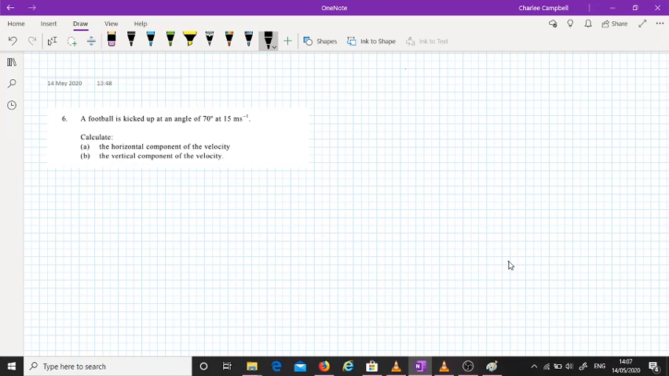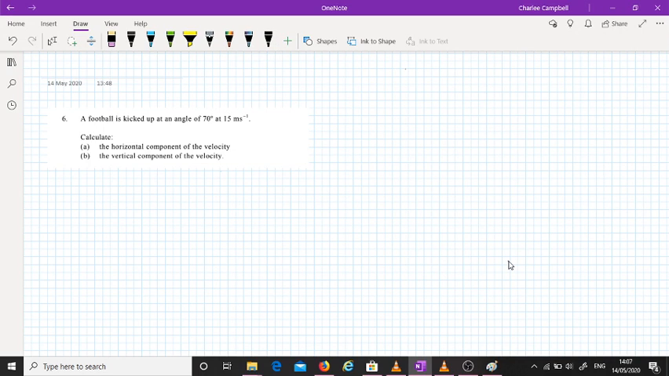Hi guys, so I'm just going to go through this question. This was question 6 in the tutorial that I set. Some of you, for some reason, couldn't see the video that I did explaining how to do the vectors. To be honest, this question wouldn't specifically be answered in that video anyway, so I've made a new one regardless. So this is how you would do question 6 then.